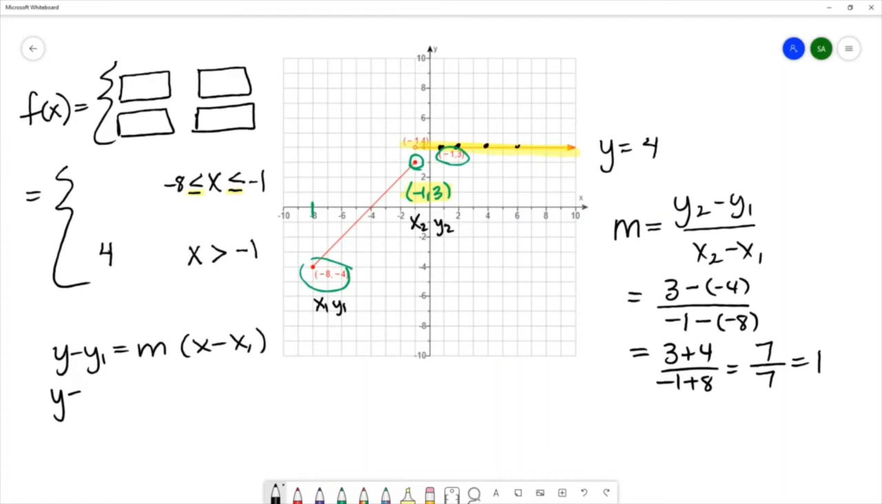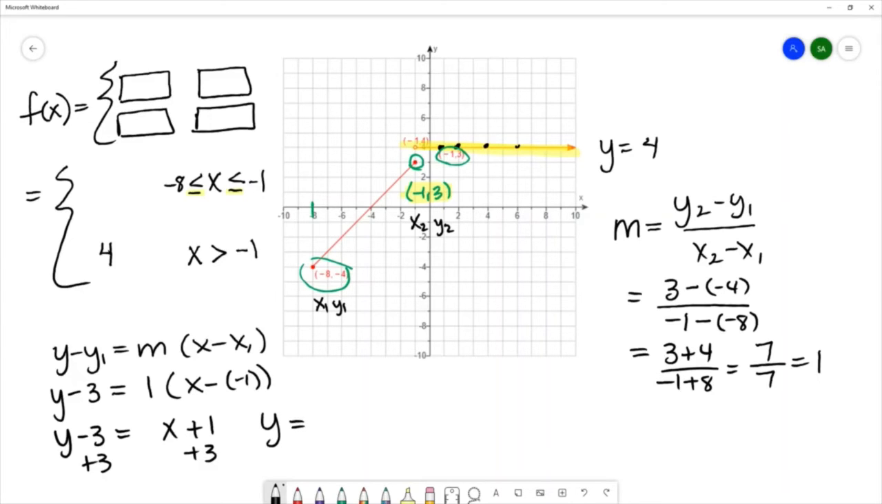minus y1, so that's the 3, equals the slope of 1 times x minus the x value, which is -1 for that point. That's y minus 3 equals x plus 1, and I would add 3 to both sides. That gives me the equation y equals x plus 4. So the equation is x plus 4.